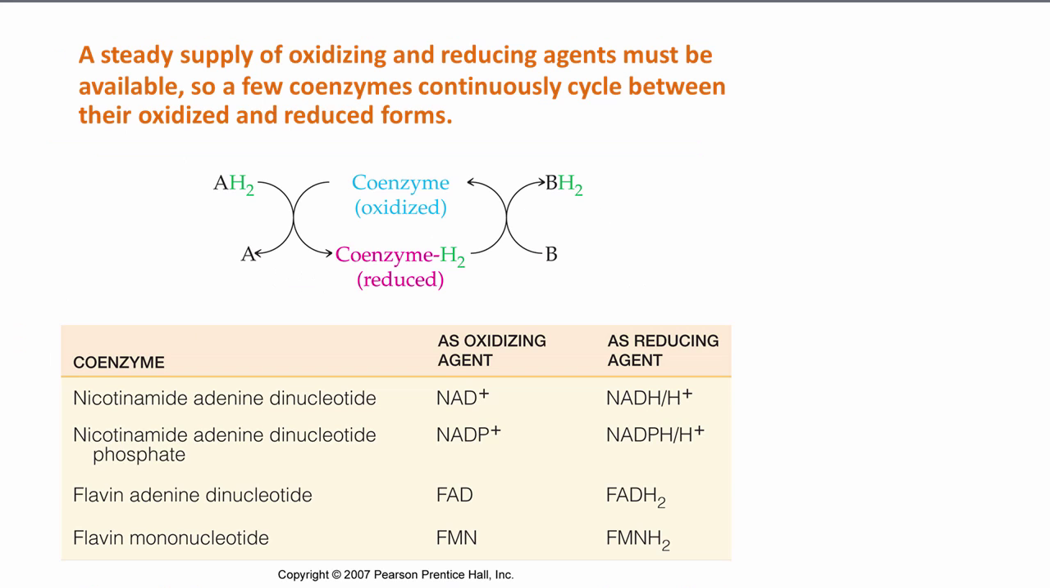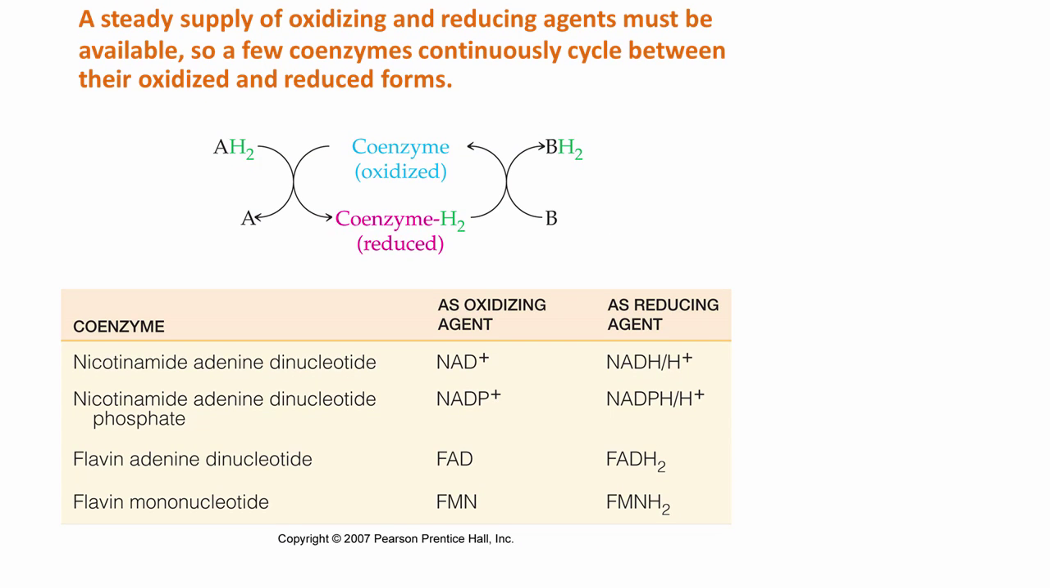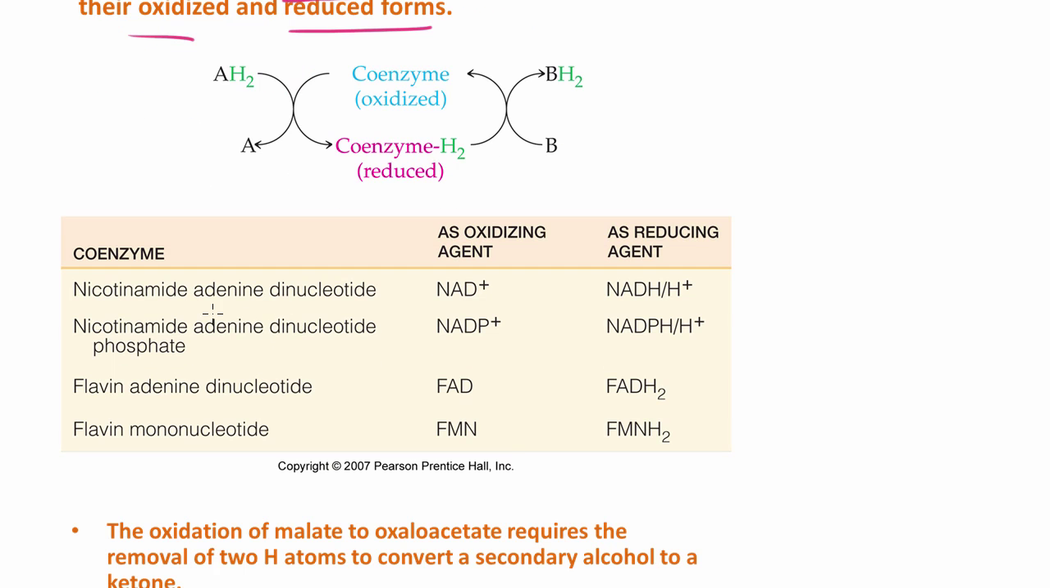Now, obviously in the body, a steady supply of oxidizing and reducing agents must be available. Remember what I said. Many of our metabolic reactions are redox reactions. So what we have is a few coenzymes that continuously cycle between their oxidized and reduced form. So what we have here is nicotinamide adenine dinucleotide as an oxidizing agent. This is the form that it's in. As a reducing agent, it looks like this with the hydrogen. I'll explain what the two hydrogens mean in a bit.